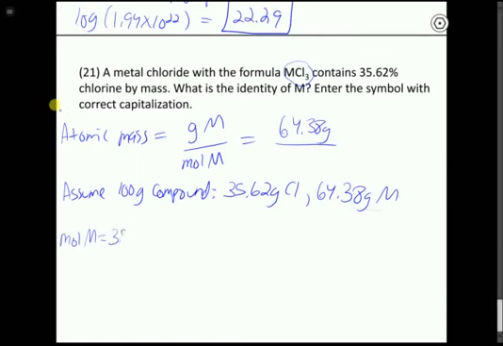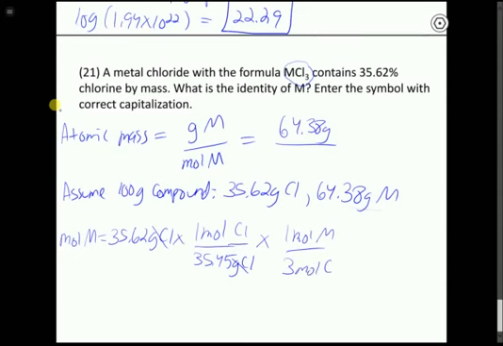So if we have 35.62 grams of chlorine, we can convert that to moles because we know the atomic mass of chlorine, which is 35.45. And then our chemical formula tells us that we have 1 mole of M for every 3 moles of Cl, which means we have 0.3349 moles of our metal. So we have that 64.38 grams corresponds to 0.3349 moles.